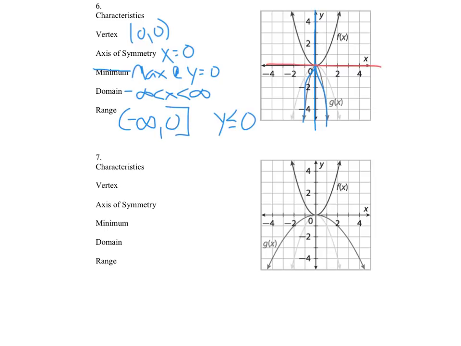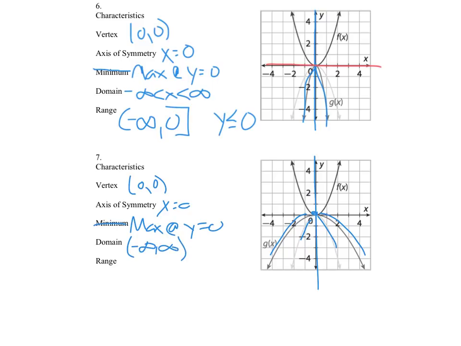And let's look at number 7 here. Same deal, so there's our reflection. The graph we're looking at is our bigger g of x out here. Vertex is still at 0, 0. Axis of symmetry is at x equals 0. Again, we have a max at y equals 0. Domain is negative infinity to positive infinity. And our range is negative infinity to 0, or y is less than or equal to 0.